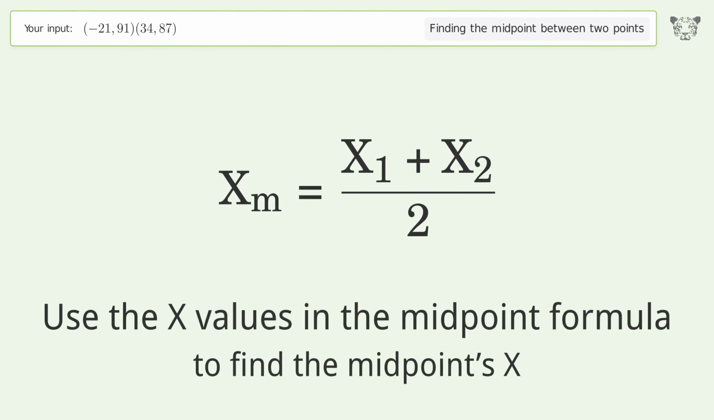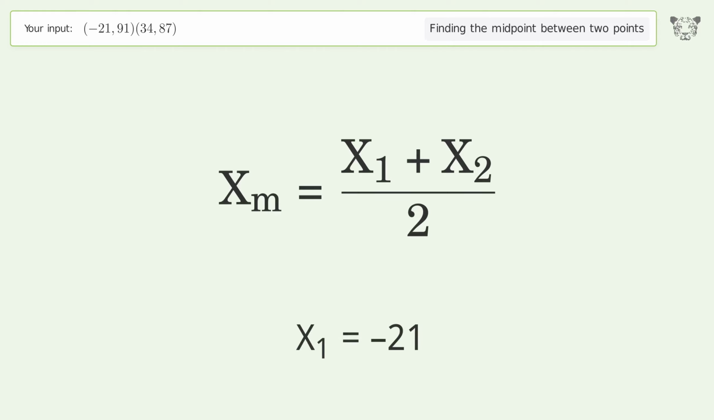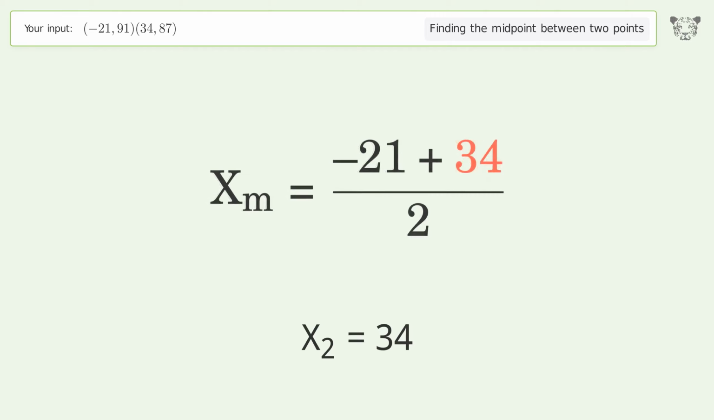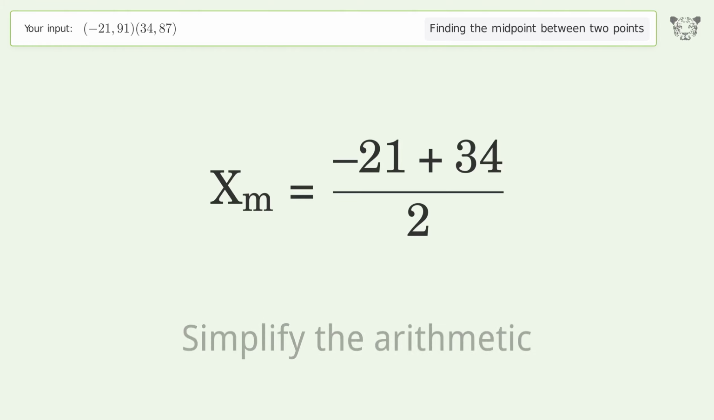Use the x values in the midpoint formula to find the midpoint's x. x1 equals -21. x2 equals 34. Simplify the arithmetic.